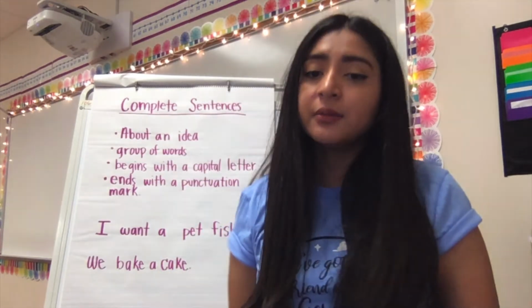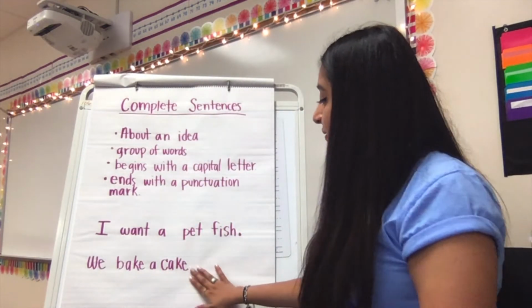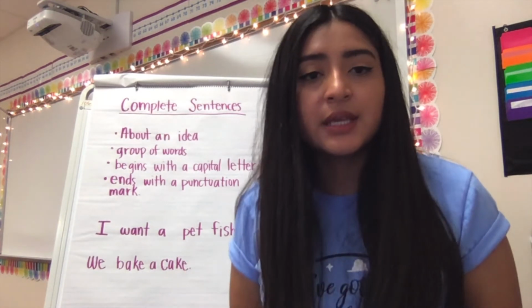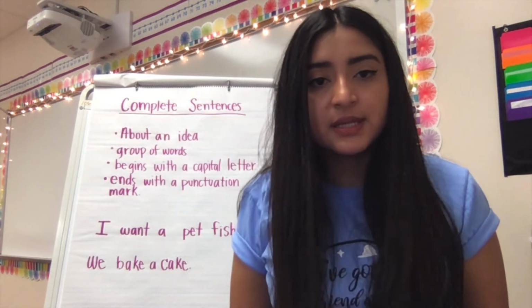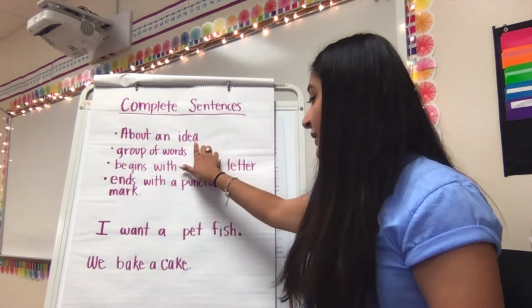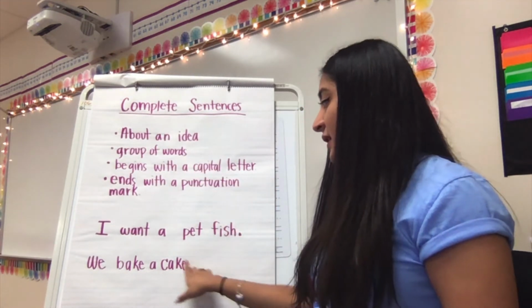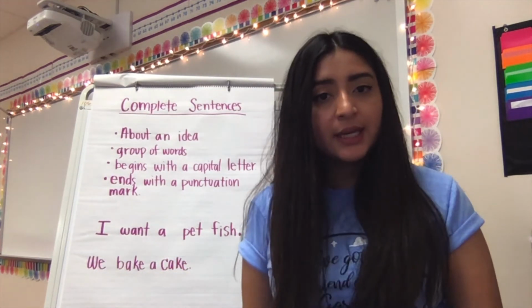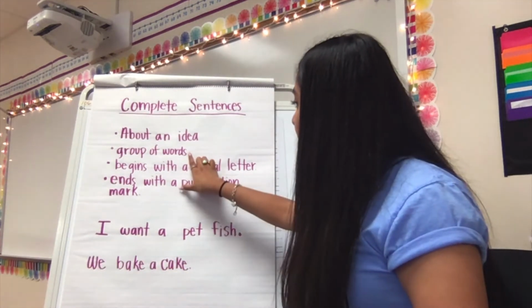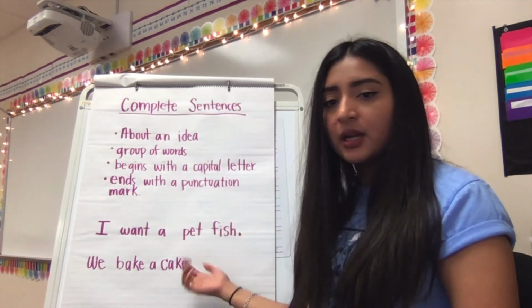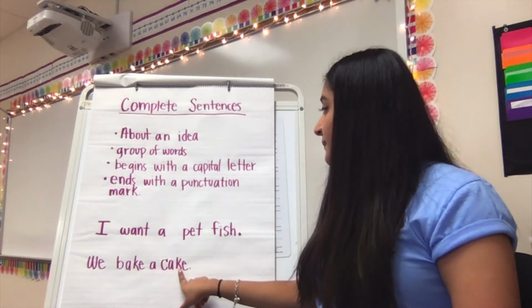Okay, so here I wrote another sentence. It's another idea that I had, and we're gonna see if it has all the parts of a complete sentence. So the first thing is about an idea. Is it about an idea? It is. It's about how we are baking a cake. The next thing we're gonna check for is, is it a group of words? And we see here that we do have a group of words.